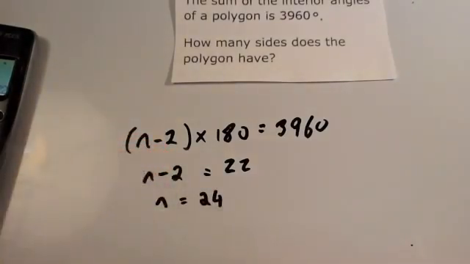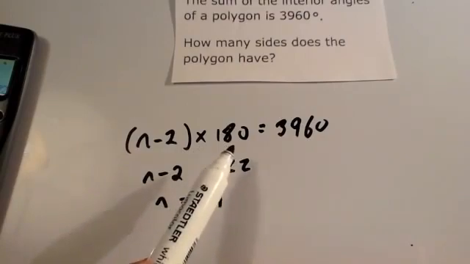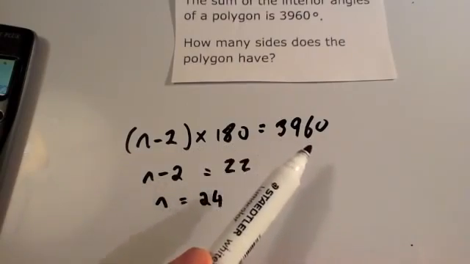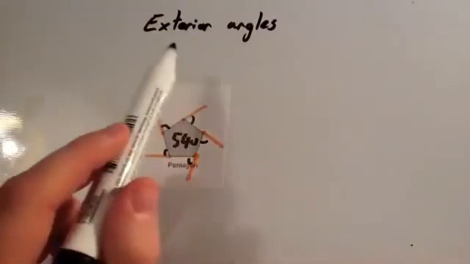If you wanted to do it by working backwards, remember we took away 2, then times by 180. So if you divide your answer by 180 and then add 2, you'll get your answer, just using the inverses. We're now going to look at exterior angles.